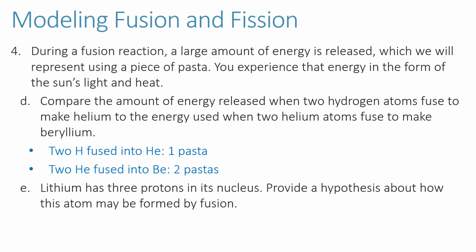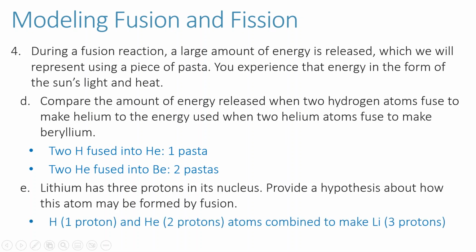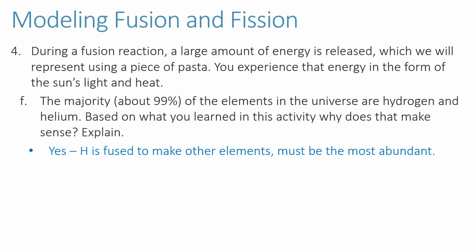Lithium has 3 protons in its nucleus. So what's a hypothesis for how we could form this by fusion? Well, we could have hydrogen with 1 proton and helium with 2 protons combine to make a lithium. Now, the majority of the elements in the universe are hydrogen and helium. So does that make sense? Well, yes, there's going to be less helium than hydrogen because I need to make helium from hydrogen. So as the atomic number increases, in general, the elements become more rare, less abundant.